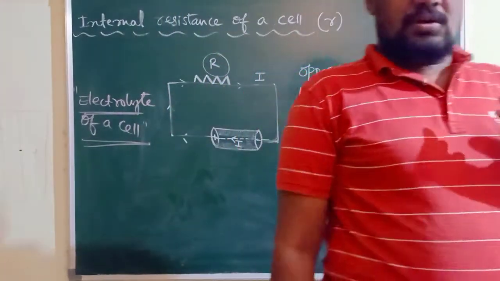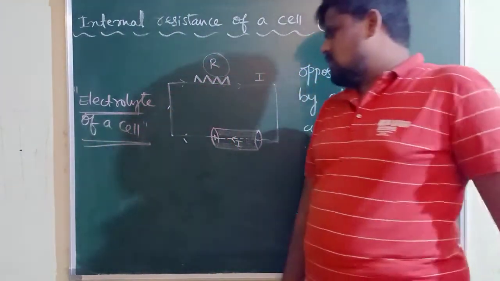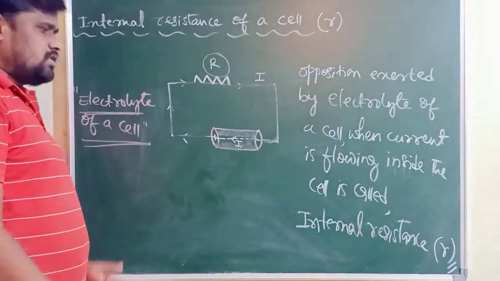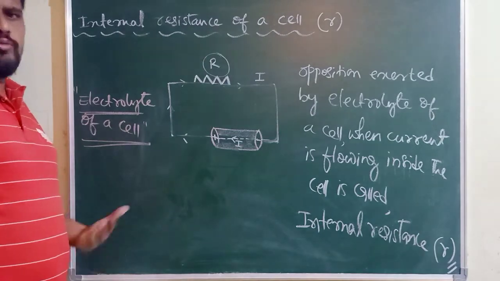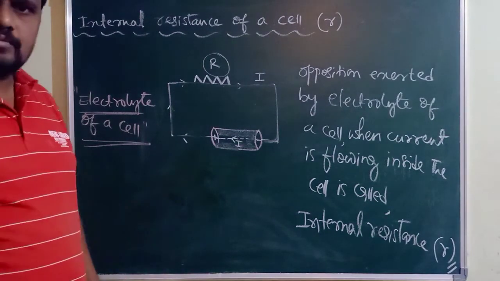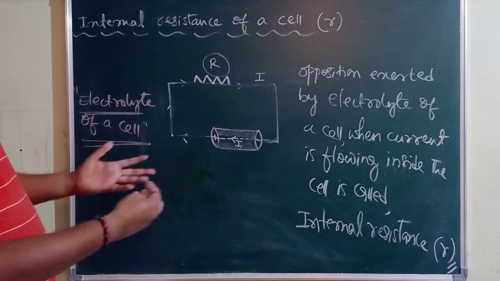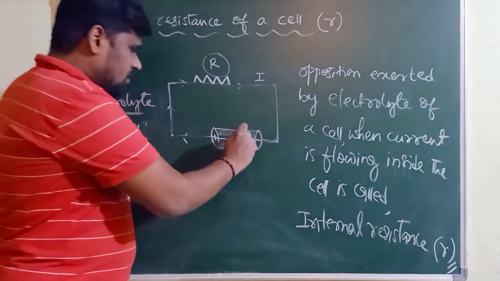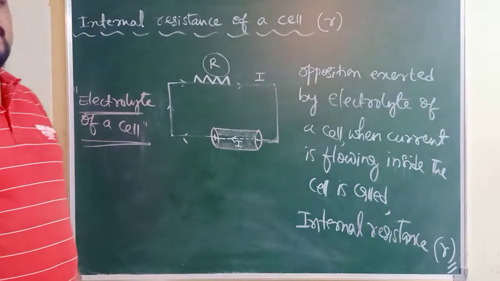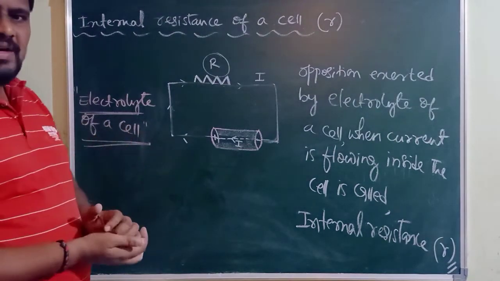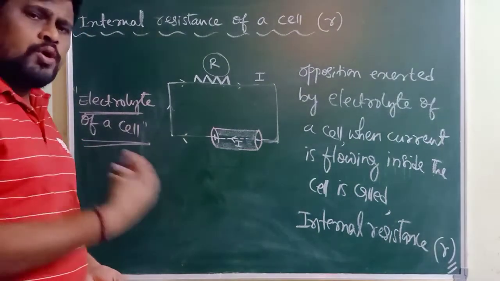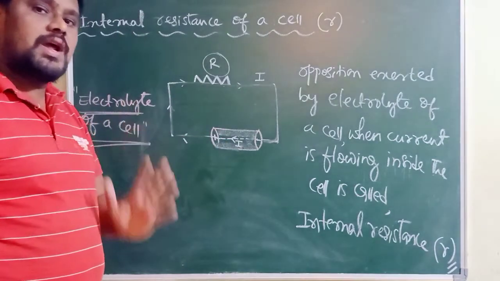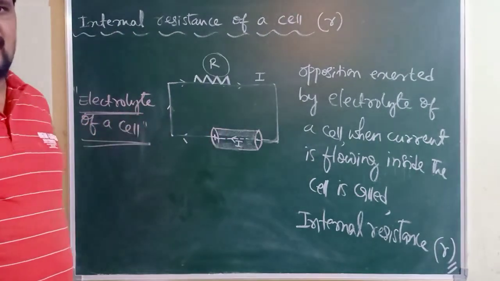My next question is whether the internal resistance of a cell should be maximum or minimum. If internal resistance is large, what happens? The current which is flowing inside the cell is going to experience more opposition. As a result, the current will struggle to come out of the cell.